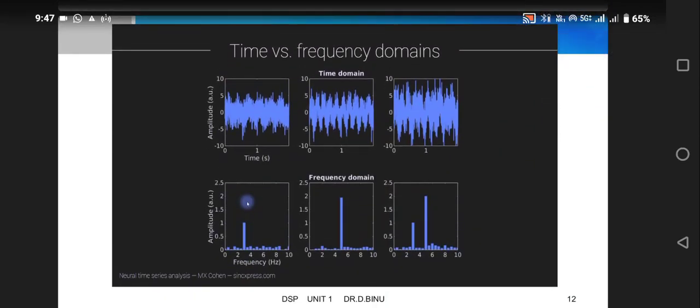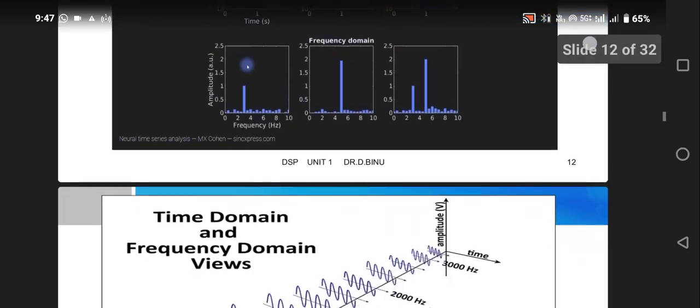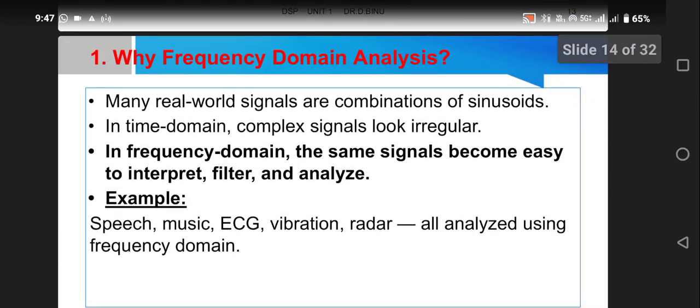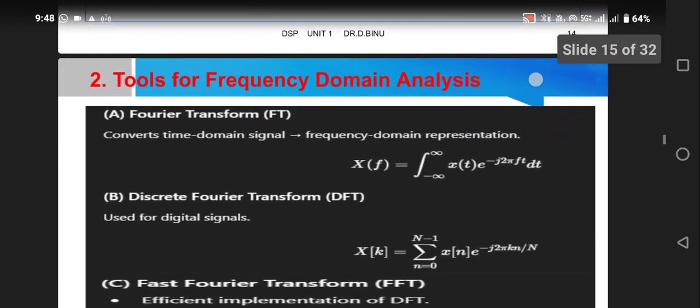The time versus frequency domain signals are represented. For example, this diagram represents the time domain and frequency domain views. Why frequency domain analysis? Many real-world signals are combinations of sinusoids. In the time domain, complex signals look irregular. In the frequency domain, the same signals become easy to interpret, filter, and analyze. For example, speech, music, ECG, vibration, radar, all are analyzed using frequency domain analysis.